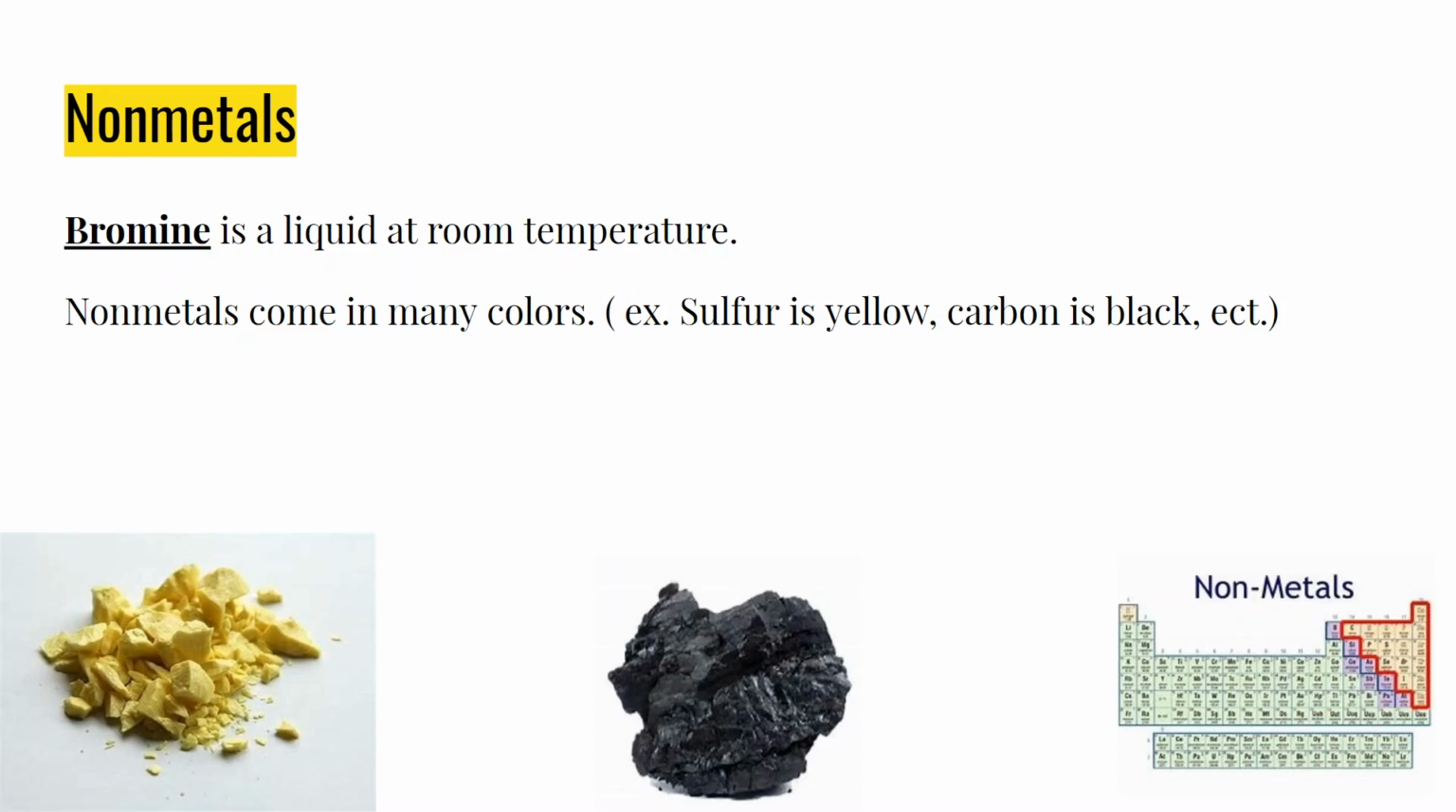However, non-metals, they come in different colors. Sulfur is yellow. Bottom left there, that's sulfur. Carbon is black. In the middle, that is a piece of carbon right there. And you can see the cool colors of non-metals.